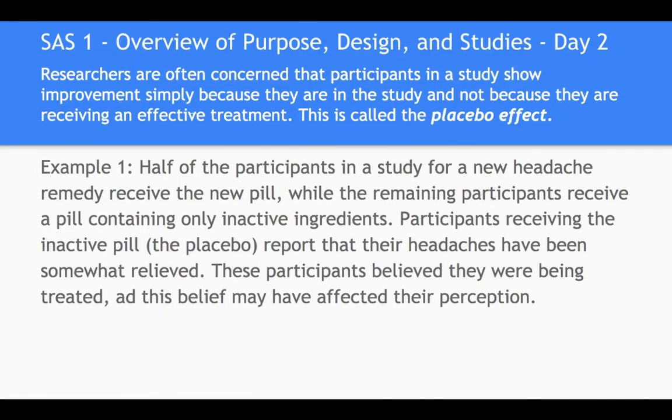All right. Researchers are often concerned that participants in a study show improvement simply because they're in a study and not because they are receiving any effective treatment. This is called the placebo effect. A placebo is some kind of treatment you're given that has no noticeable effects at all. So example one: half of the participants in a study for a new headache remedy receive the new pill, while the remaining participants receive a pill containing only inactive ingredients. Participants receiving the inactive pill, which is called a placebo, report that their headaches have been somewhat relieved. These participants believed they were being treated, and because of this belief, they may have affected their perception.